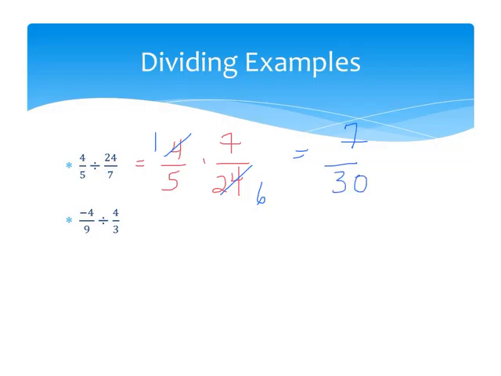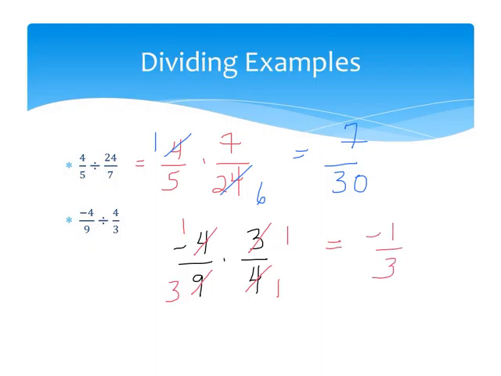In the second example here, I'm going to keep that first fraction the same, change it to multiplication, take the reciprocal of that second fraction, so the 3 becomes the numerator and the 4 becomes the denominator. And again, I'm going to look diagonally. 4 goes into both of those numbers, and 3 divides into 3 and 9, so that becomes a 1 and a 3. And now multiplying straight across, we get -1/3. I'd like you to take some time to practice with this.